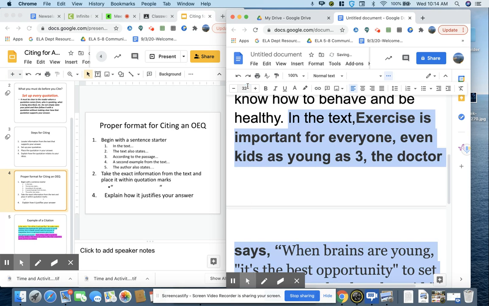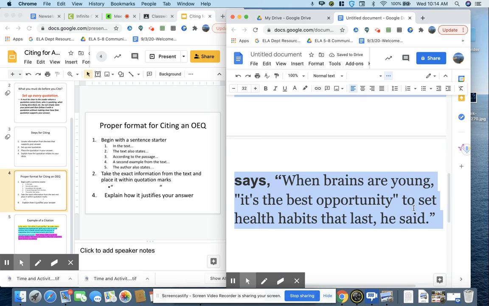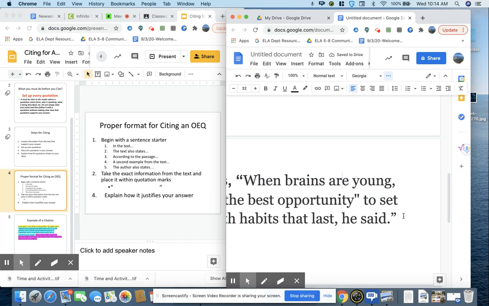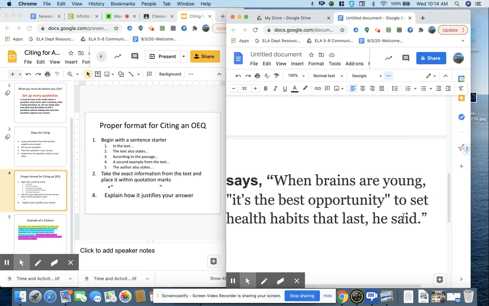All right. Now, afterwards, I have to explain that quote. Again, this is probably the thing that most of you always forget to do, explaining. You put the quote, but then you don't explain how that quote proves you're right.